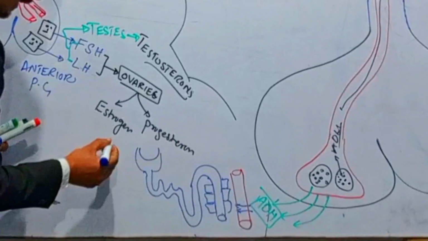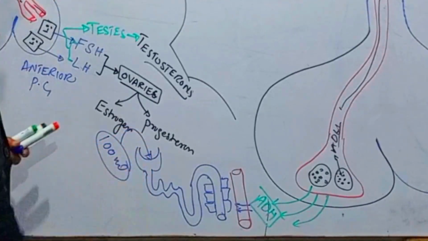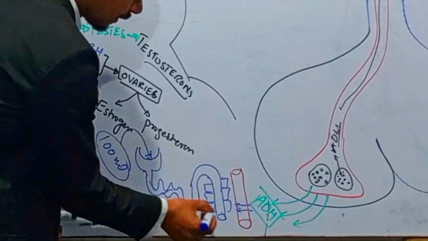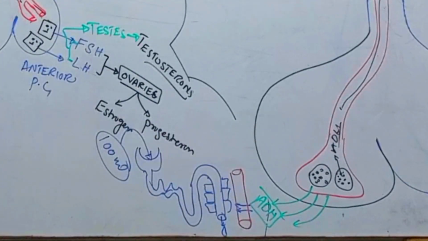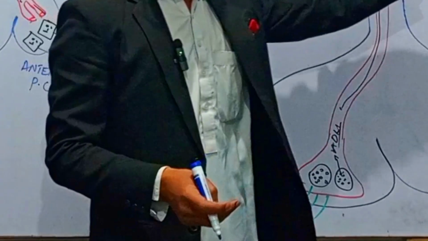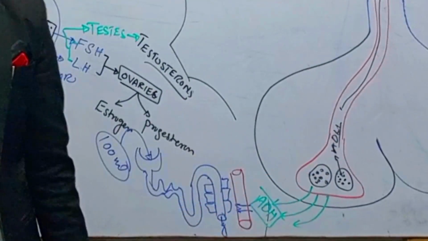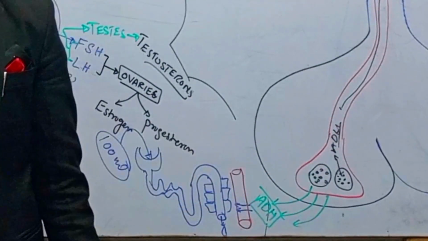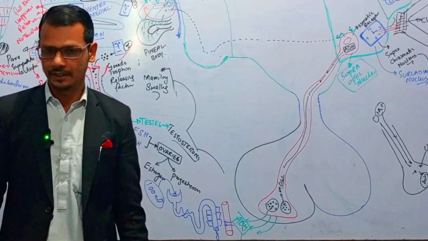For example, 100 ml of water is coming here, only 1% is converted into urine, only 1%, right? When you are not taking enough water, these receptors will be activated and it will release antidiuretic hormone. Antidiuretic hormone means that this hormone doesn't allow the water to leave the body, right?